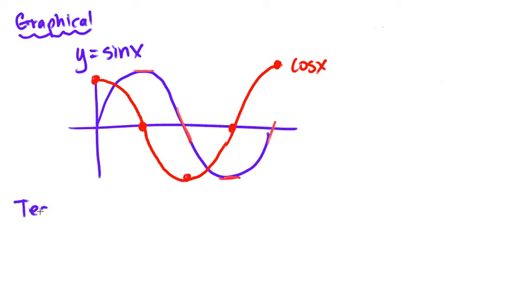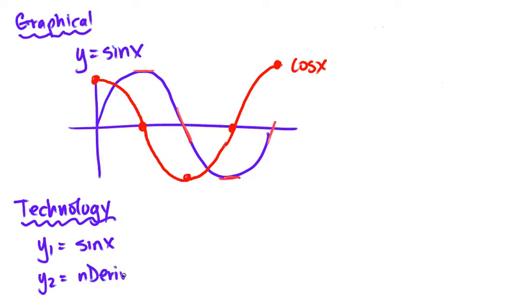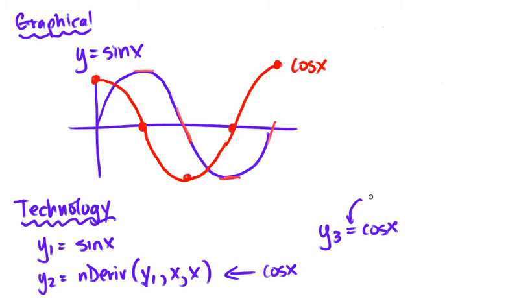Another way to do this is a technology approach. I'll leave this for you, but you could graph y1 as sine x, and you could graph y2 as nDeriv of y1, and you will see that this graph is the cosine x graph. And one really cool way to see it is if you do y3 as cos x and you make this bold, then you'll actually see it overlap on your TI-83 or TI-84. So you should try that. Make sure you can actually use those functions of your calculator.